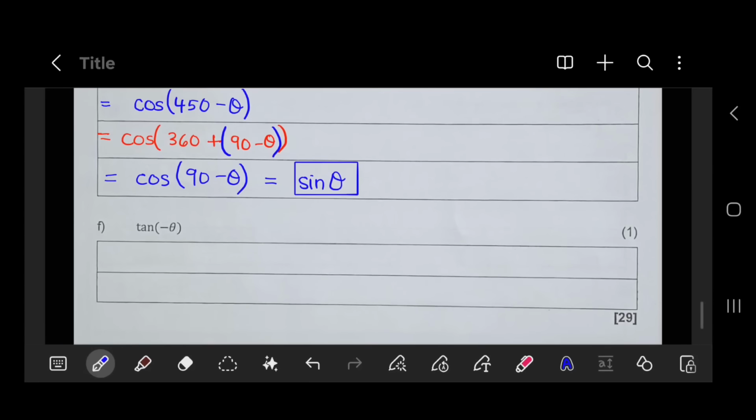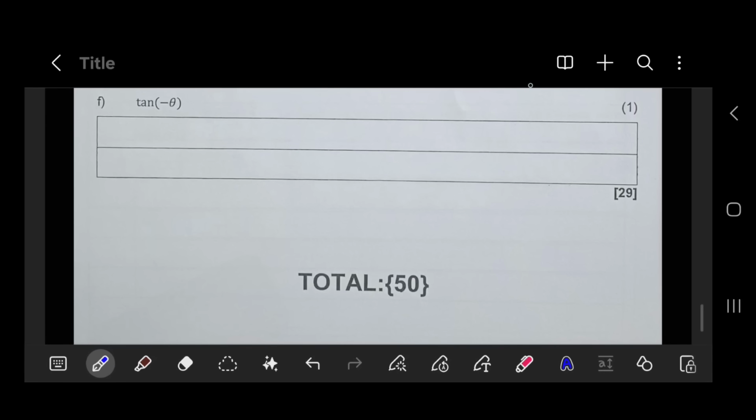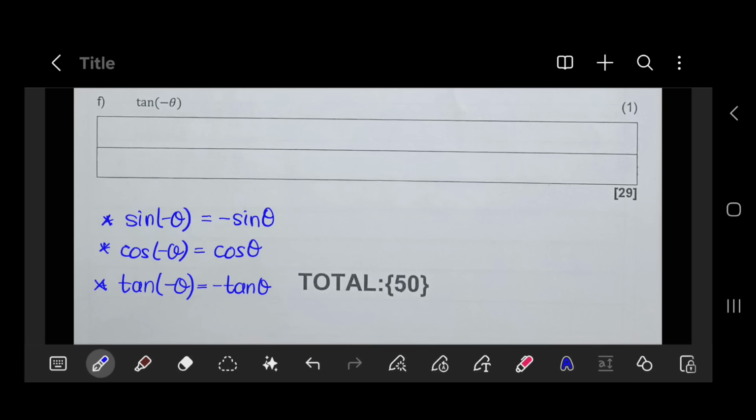Next, we have tan of negative theta, and this just comes from your negative angle. So here are notes on your negative angles, which is important for you guys to take note of. Sine of a negative angle becomes minus sine. Cos of a negative angle stays as a positive, and tan of a negative angle is negative tan. So the answer here is going to be negative tan theta.